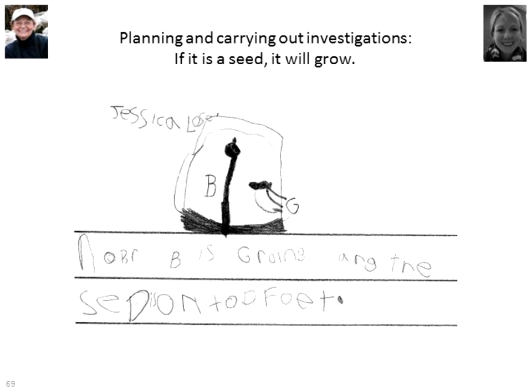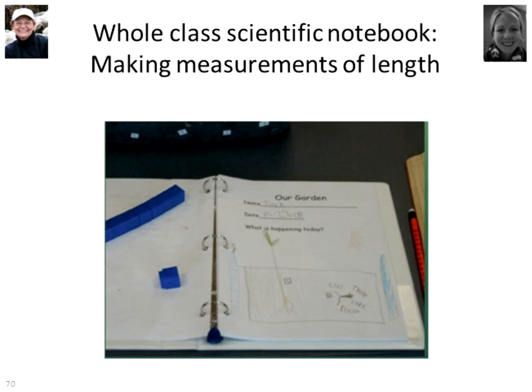So this next slide is the whole class scientific notebook. Each child had their own notebook. And then we had a whole class scientific notebook for a whole class garden that we were growing. And you can see that each kid took a turn, and if it was that person's turn, they would do the drawing, do the measurement. You can see the centimeter cubes there. And they would record how much it had grown since the day before.